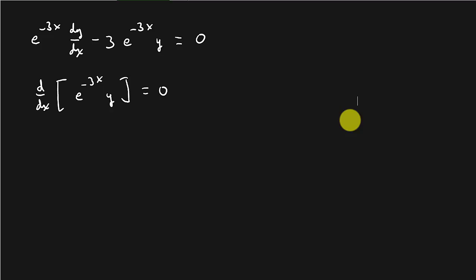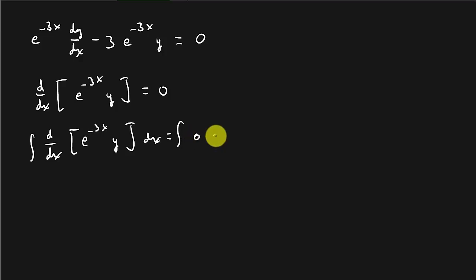All right, so now we need to integrate both sides. So we've got d/dx of e to the negative 3x y dx equals the integral of 0 dx. And so the integral and this derivative just cancel each other out, and the integral of 0 is just a constant term.